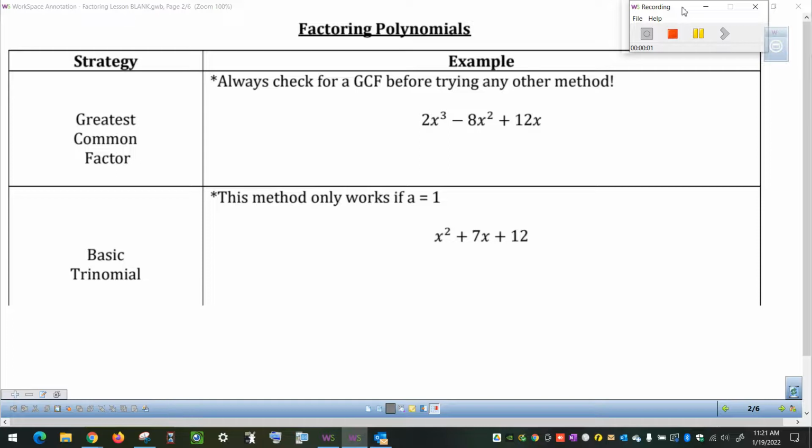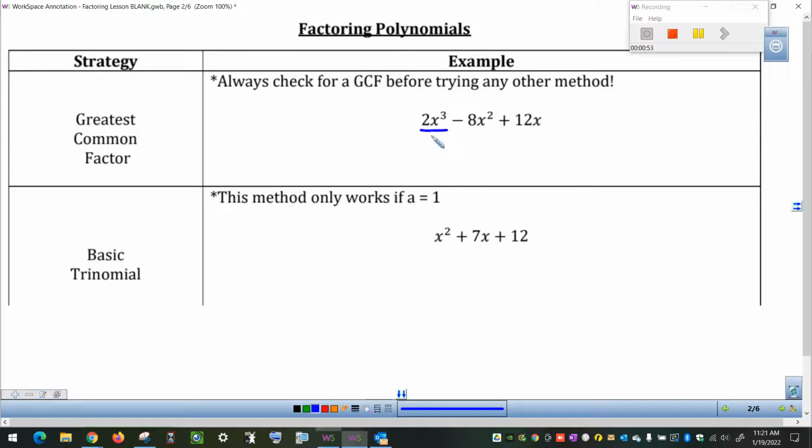And the way that this was taught and explained before is we want to try to look at our terms and find something that they all have in common, or something that they could all be divided by. And that greatest common factor could involve a number. So if we look at the numbers out in front, 2, 8, and 12, those are all even numbers, so they can all be divided by 2. That greatest common factor could also involve a variable. So if we take a look at the x's here, we see they all involve at least one x, and so we could have that as part of that GCF.